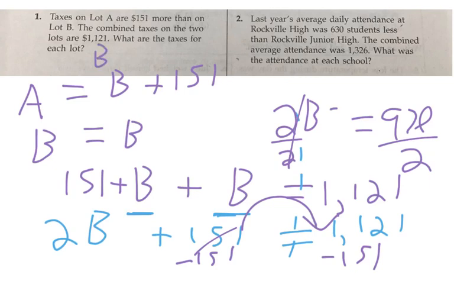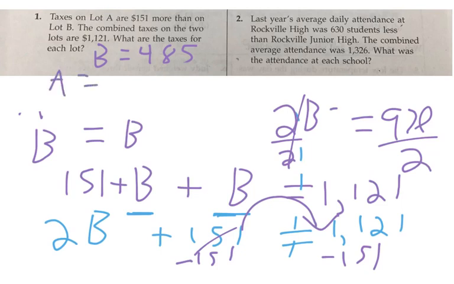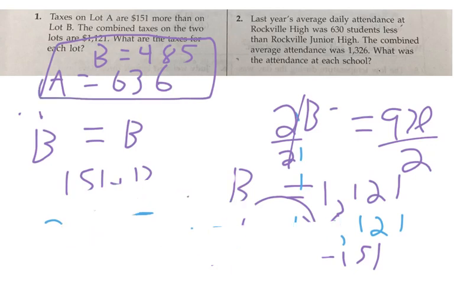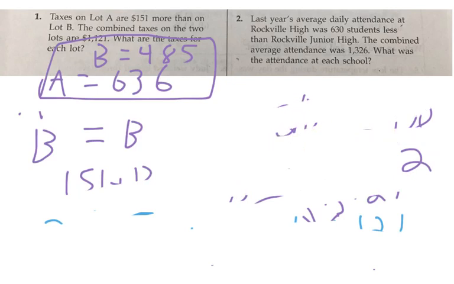So what are the taxes on each lot? So lot B is 485. That's what we solved. But if they want to know what lot A is, lot A is 151 more than B. So we're going to add 151 to that 485, and we get 636. So again, that's a two-stepper. It's really tempting to just get the answer for what A was, but that wasn't what the question was asking. They wanted to know what were the taxes for both of those.